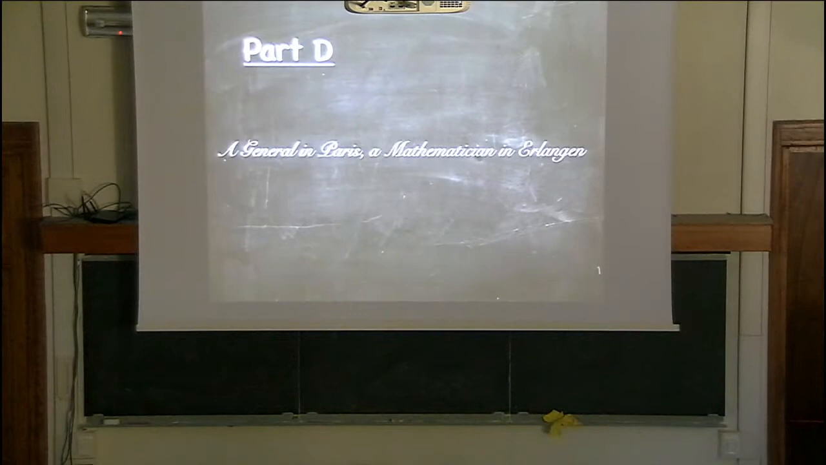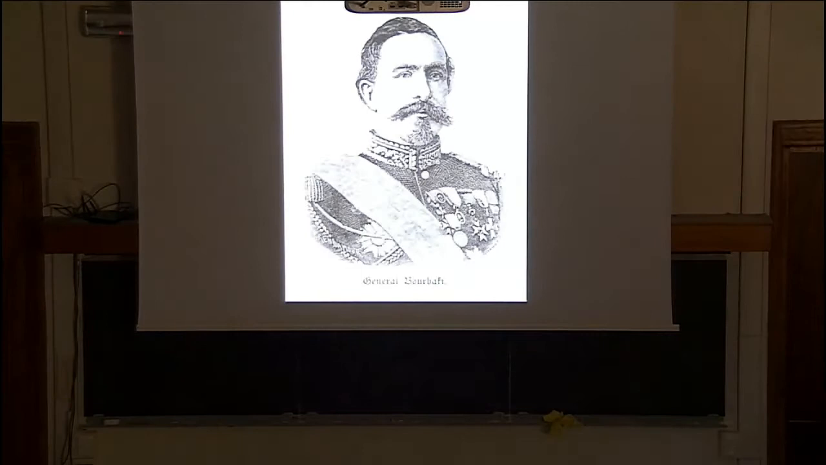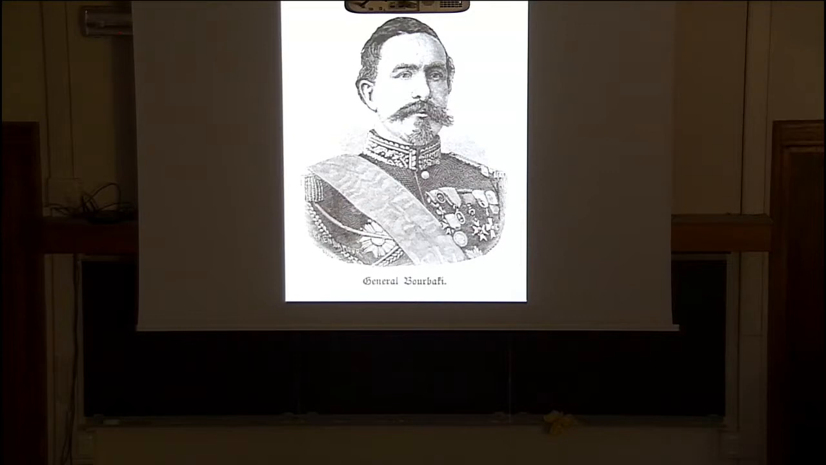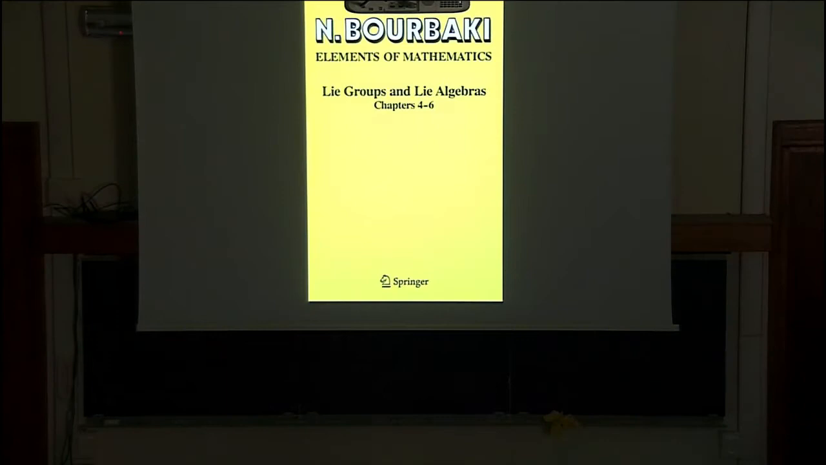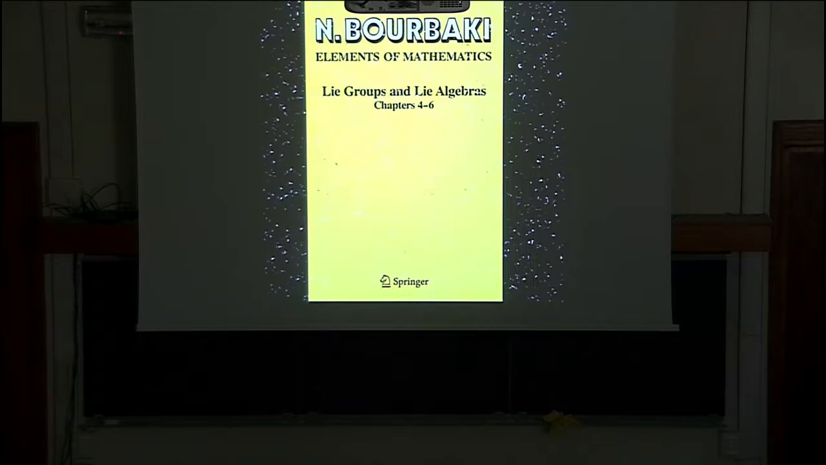A general in Paris, a mathematician in Erlangen. Now, the general in Paris is this one: Nicolas Bourbaki, who at the beginning of the '30s started to publish books like crazy on mathematics and tried to make a re-foundation of mathematics all over. They started to have books on Lie groups and Lie algebras, for instance, but also analysis, set theory, and many others. They started to make a symphony on algebra, topology, and this and that.